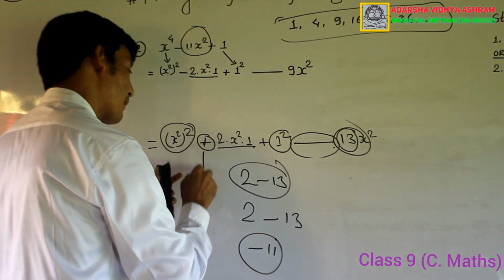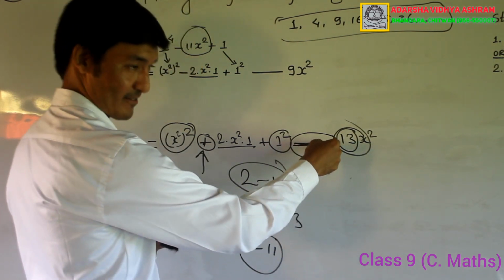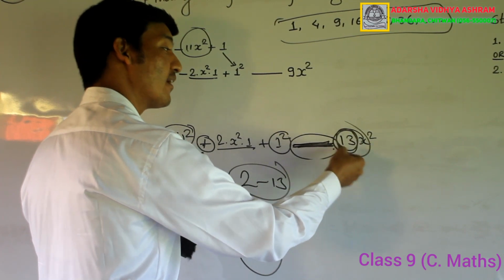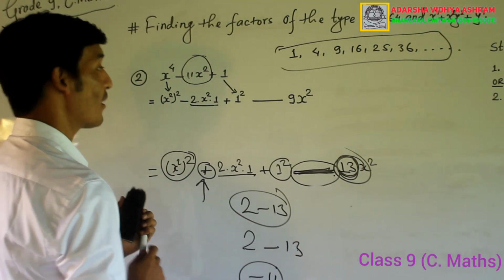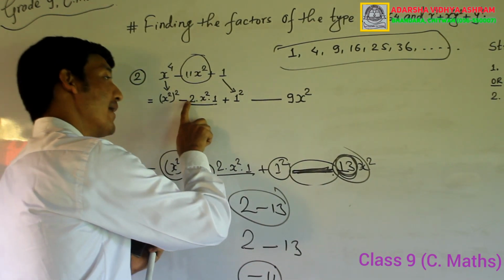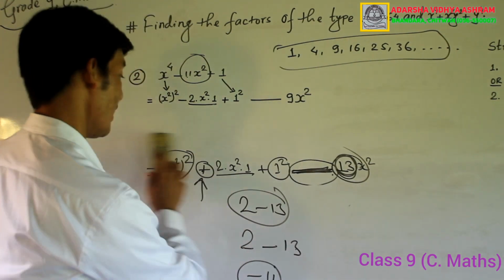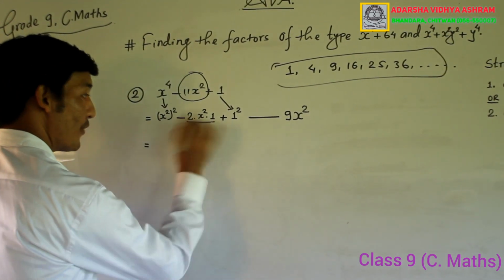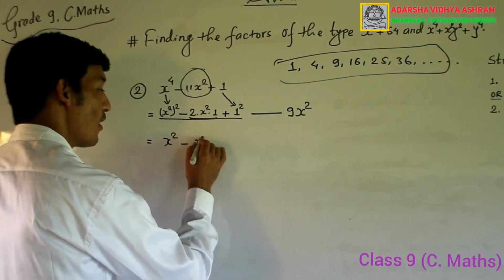But why is this plus not appropriate? If you put a plus here, you must put a minus here, and the number must be 13. 13 is not our perfect square number. That is why here is a minus 2. Minus 2 and minus 9, that is minus 11. Thus equal.